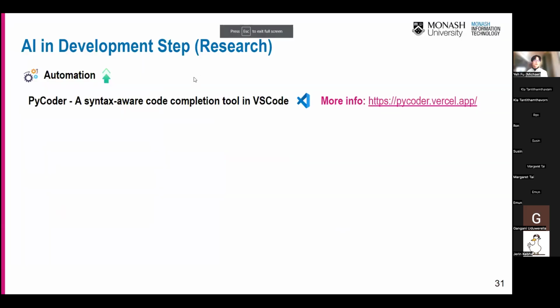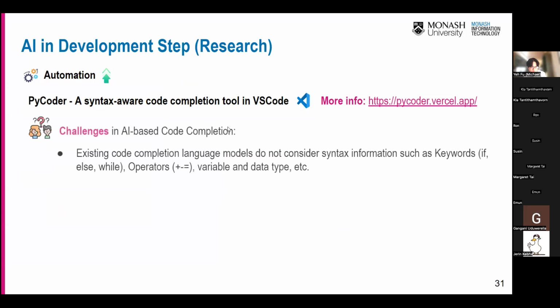I want to talk about the research for development. It is PyCoder, syntax-aware code completion. It's actually done by Dr. Kla and one of his students, Wanota. It's probably your tutor, right? And so the challenge they found in AI-based code completion is that existing code completion language models do not consider syntax information.